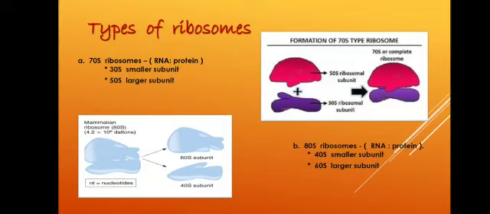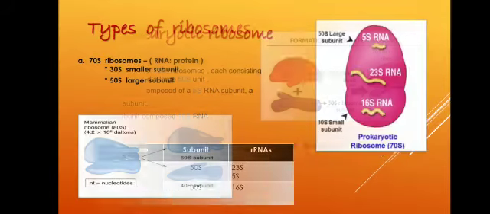The 70S ribosome consists of 60% RNA and 40% protein. It is divided into two subunits: 30S is the smaller subunit and 50S is the larger subunit. The 80S ribosome consists of 40% RNA and 60% protein, divided into two subunits: the 40S smaller subunit and the 60S larger subunit.